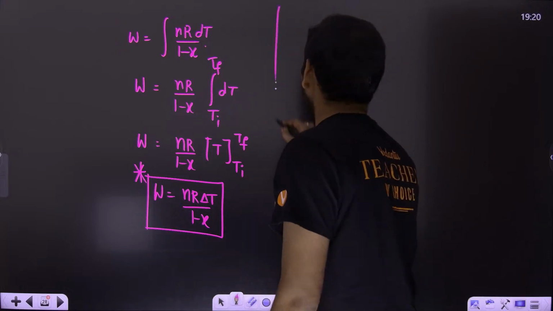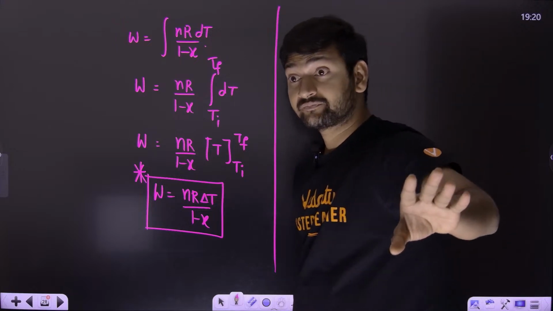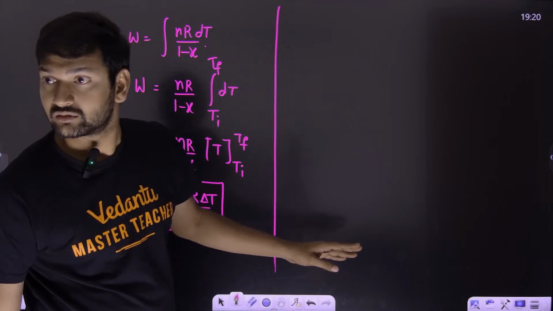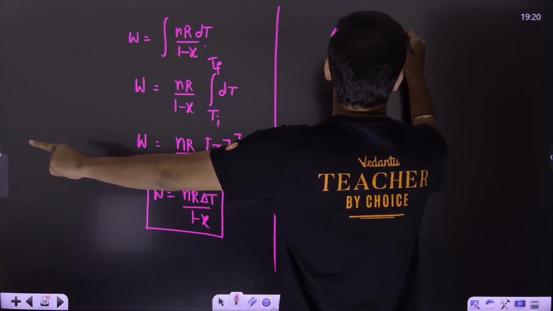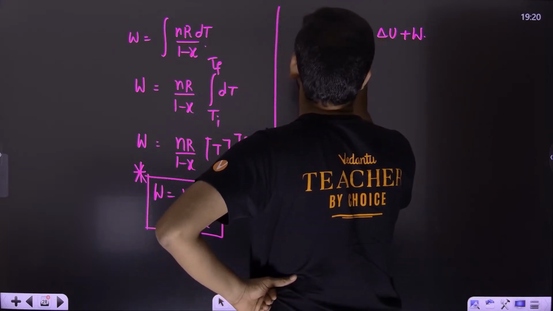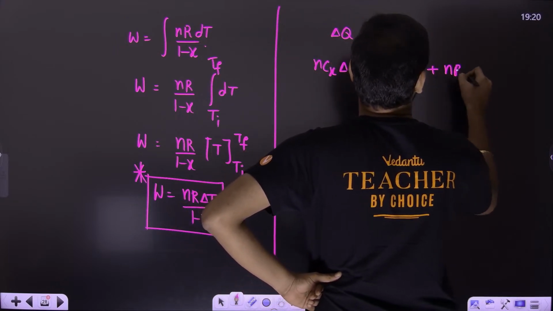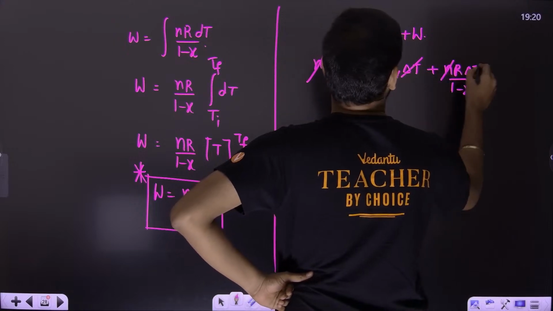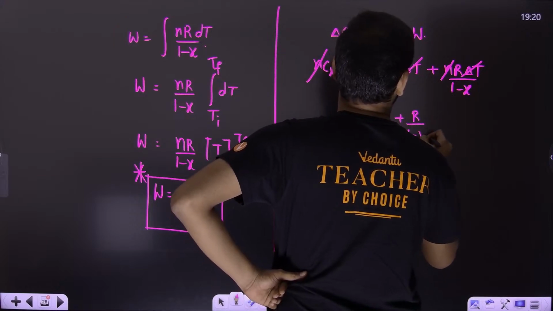Now what I am going to give is a direct question in many examinations. First law of thermodynamics claims that delta Q is delta U plus W. What is delta Q? nCx delta T. What is delta U? nCv delta T. What is W? nR delta T by 1 minus x. So n delta T gets cancelled out, and Cx is Cv plus R by 1 minus x.